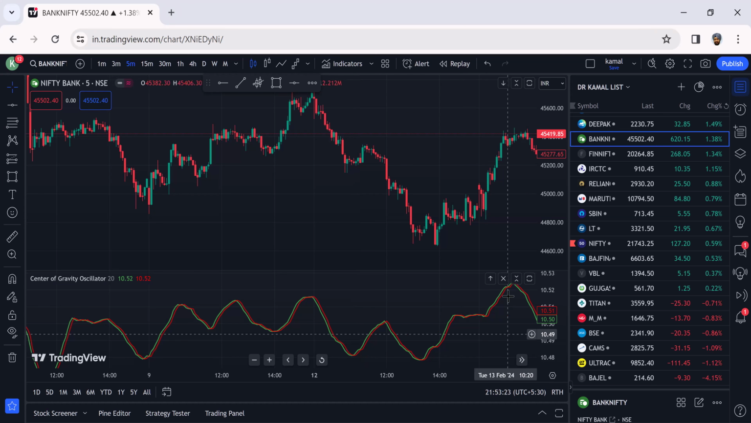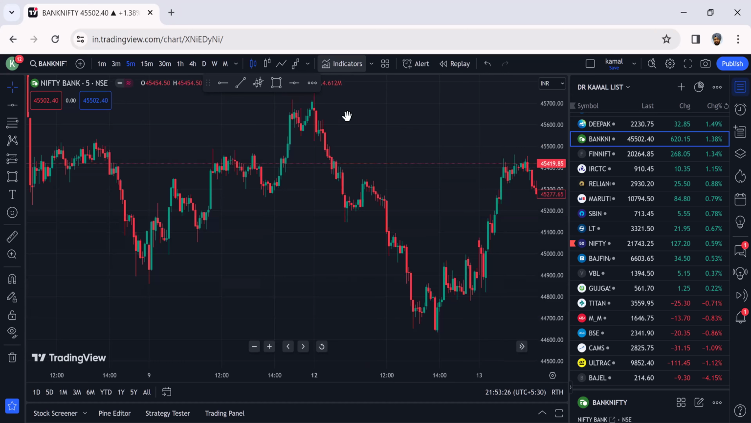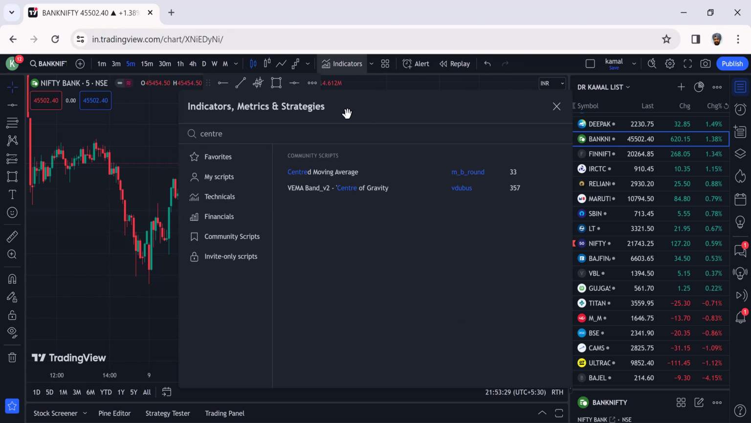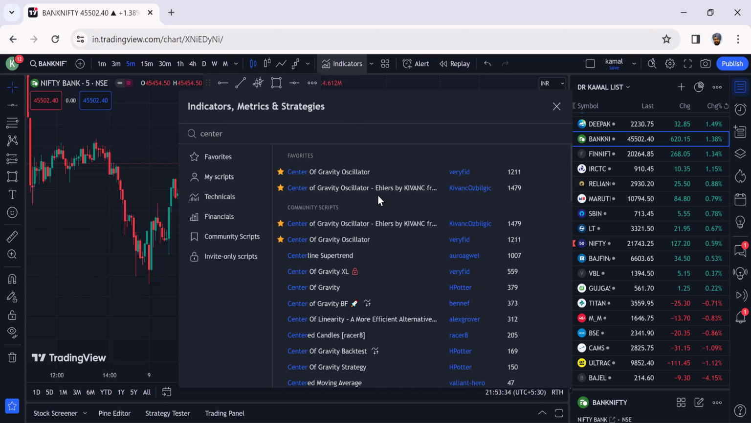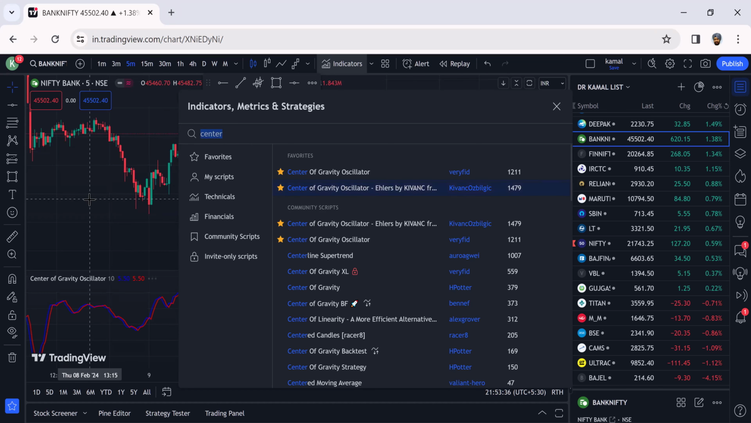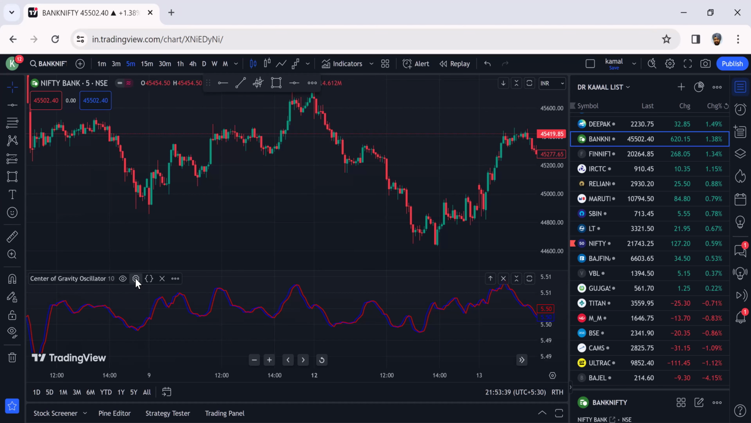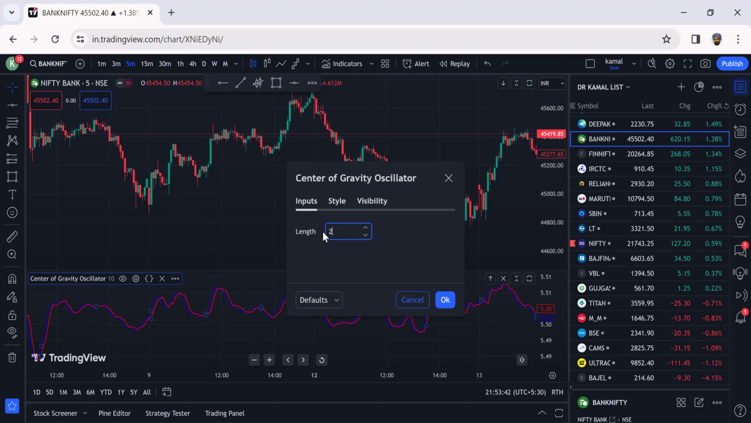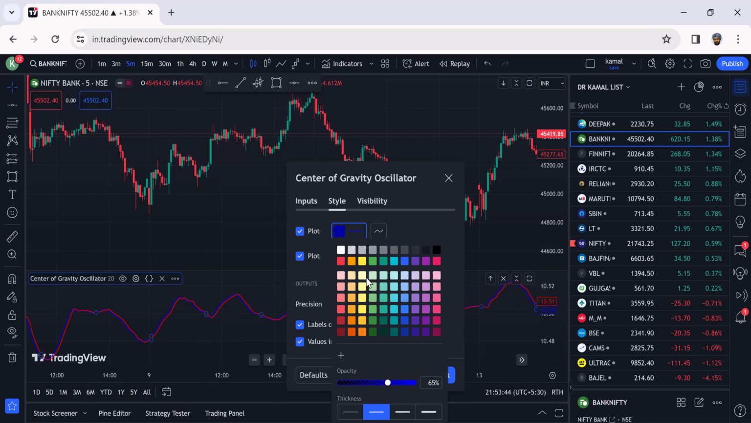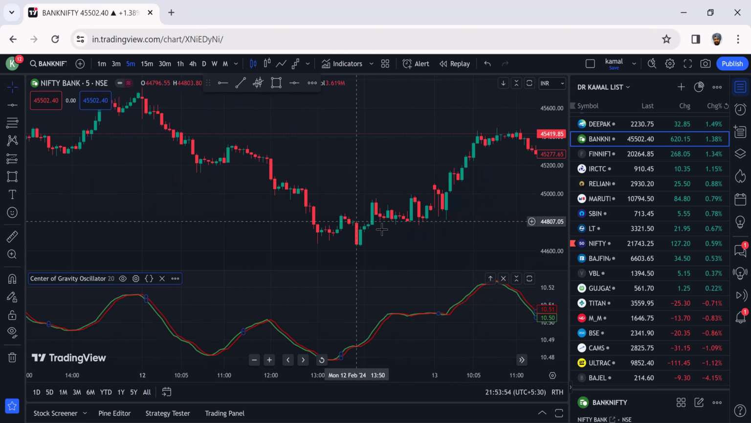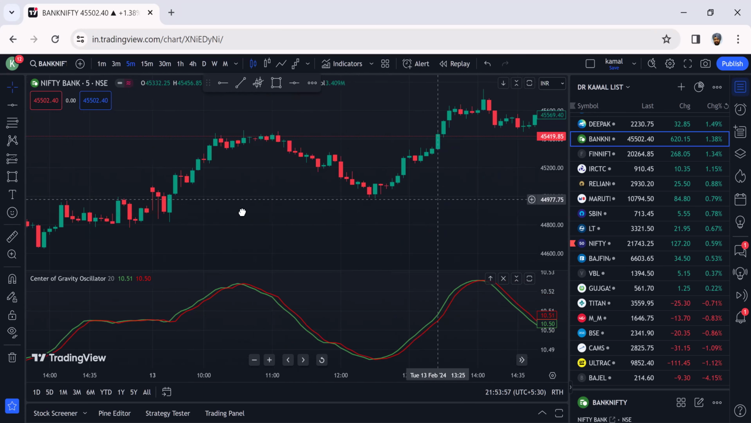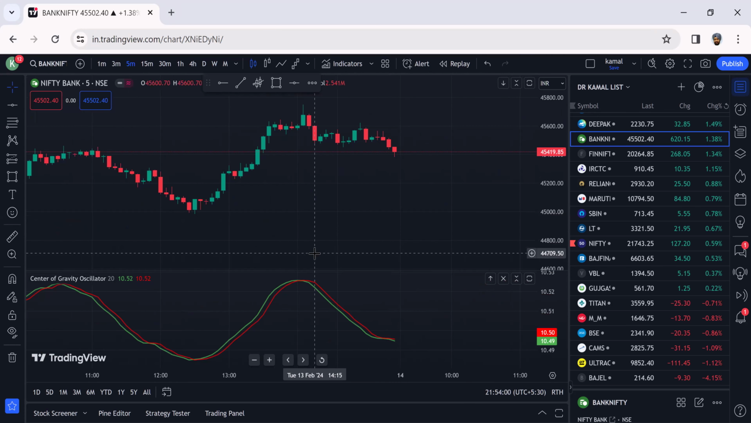I again will show you once the indicator. The name of the indicator is center of gravity oscillator by Ehlers. And just plot it. Just go to the settings. Make it 20. Change the color to green. Let the other be red. Okay. And now you're ready to trade. Just keep your chart on the expanded mode because you don't want to miss it.